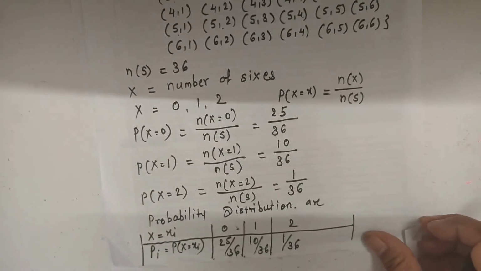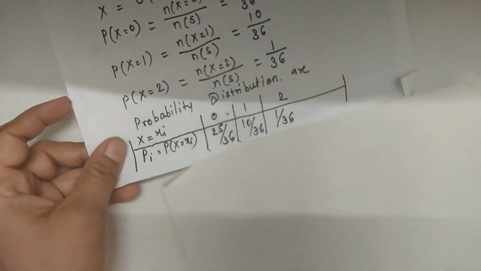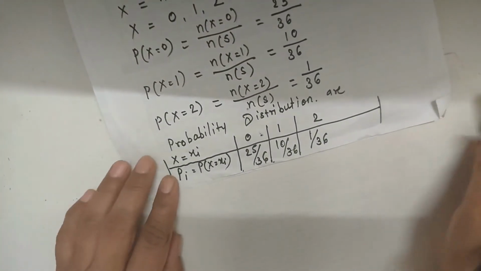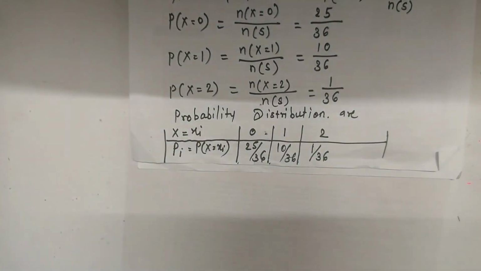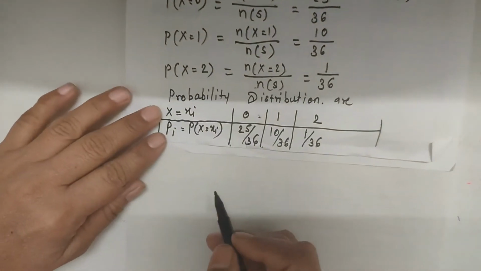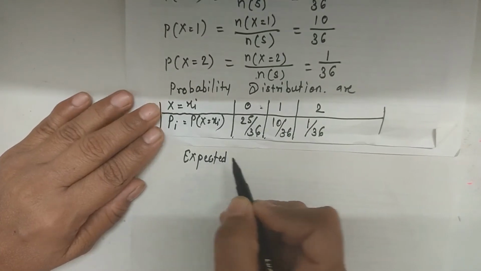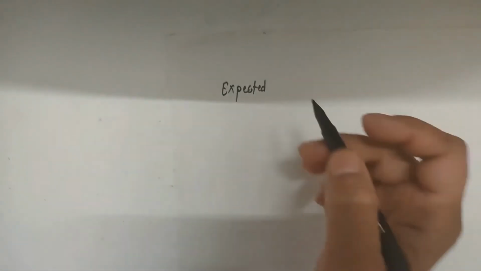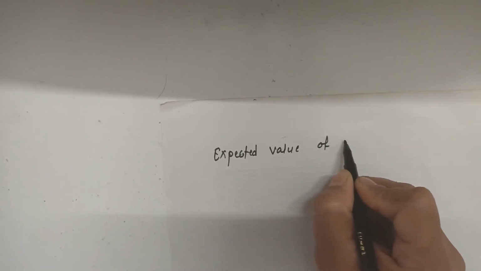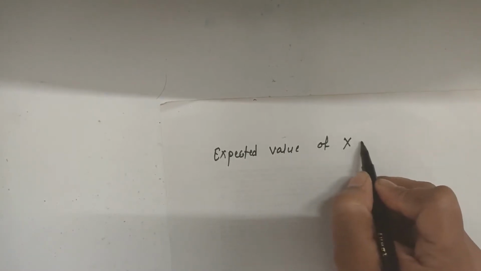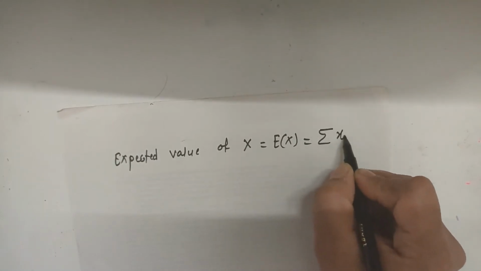Now here we have to find the expectation of x. So for the expectation of x, that is E of x, the formula for E of x is equal to summation xi into pi. So we can write the expectation or expected value of random variable x, that is E of x, is equal to summation xi into pi.